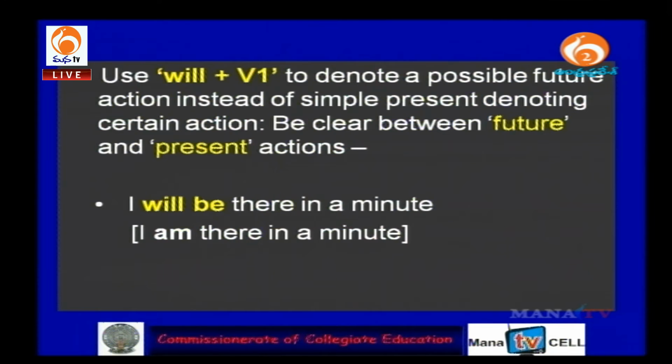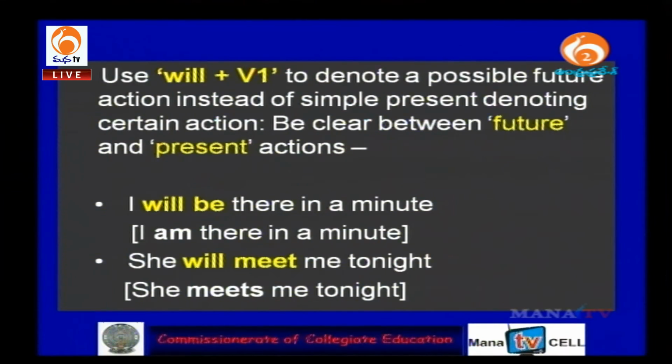Now look at these two examples. I will be there in a minute, in a moment. So it looks very appropriate. Supposing we say I am there in a minute, most people cannot understand. I am there in a moment. So why does he use present tense in the place of future? Similarly, look at the second example. She will meet me tonight. Here I have used the simple future. Supposing I say she meets me tonight, so why should I use V1 plus S, that is simple present? So this type of possibility we are going to learn in the next slides.